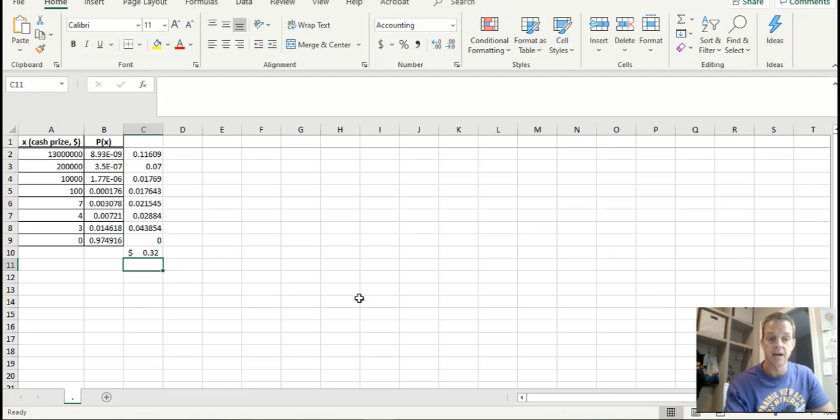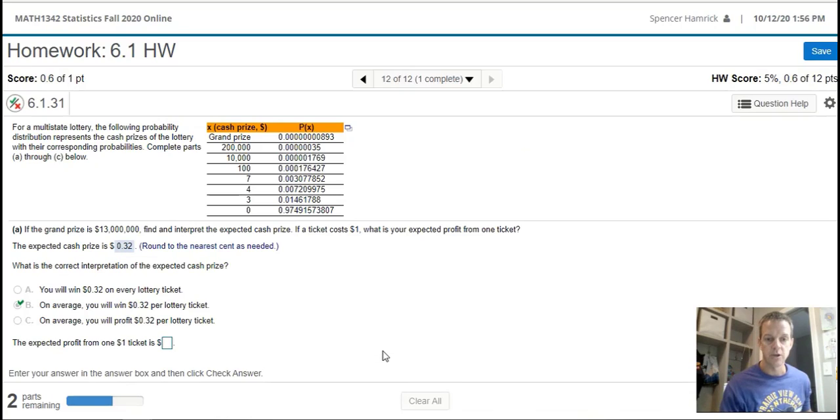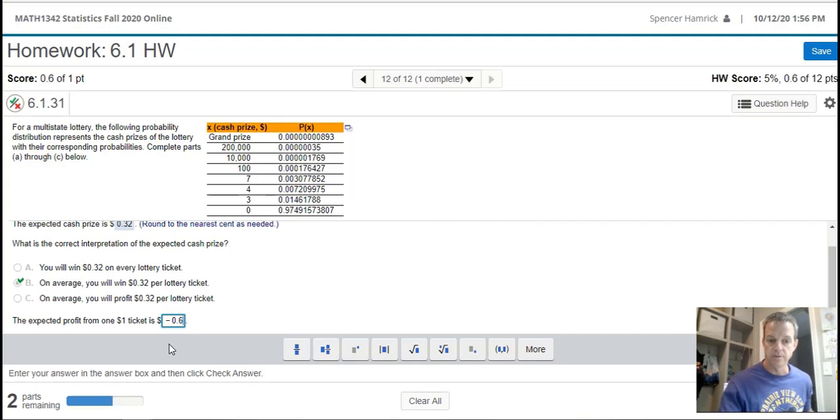That cost us $1. So we just say equals 32 cents minus $1, and we get, and it puts parentheses around it, which means negative in accounting terms. So it's negative 68 cents. So if we go back over here and we'll put in negative 0.68.